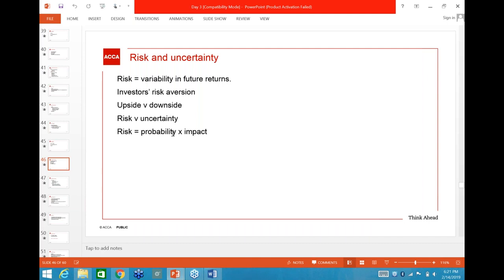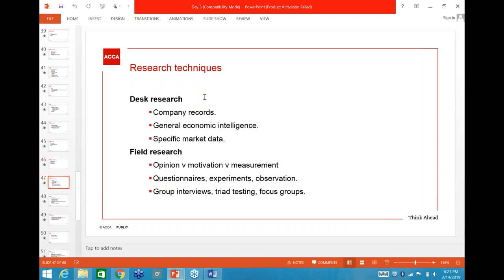So then how do you look at risk in terms of a calculation? The probability into the impact. Research techniques: desk research, as the term says, you're sitting in front of a desk and doing your research. Company records, economic intelligence, market data. So this is all available stuff, secondary stuff. Field research, you have to get into the field and get the data that you're looking for. So we have motivational research, measurement research, and you get it done through questionnaires, experiments and observations, group interviews, triad testing, and focus groups. What's a focus group?